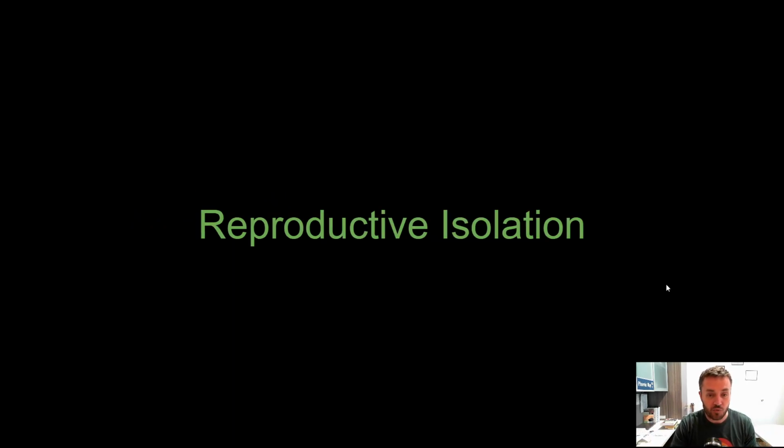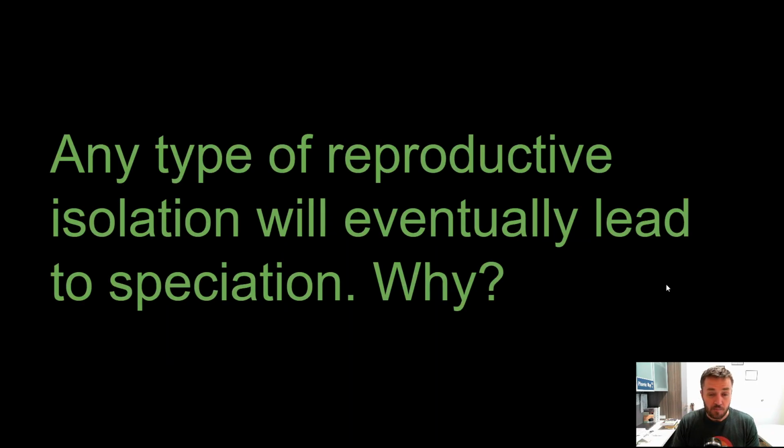So let's talk about reproductive isolation. There's a couple different ways that this can be achieved. This one question, if you can answer this, you really fully understand what's going on. Any type of reproductive isolation will eventually lead to speciation. Why? You should be able to use the word mutation in an answer here, right? You should be able to explain how mutations can accumulate over time. And you should be able to mention things like gene flow. Not having gene flow, where these mutations are being shared between two populations, means they become different if given enough time.